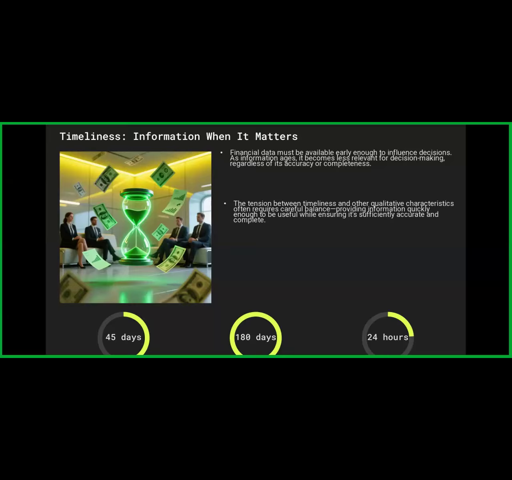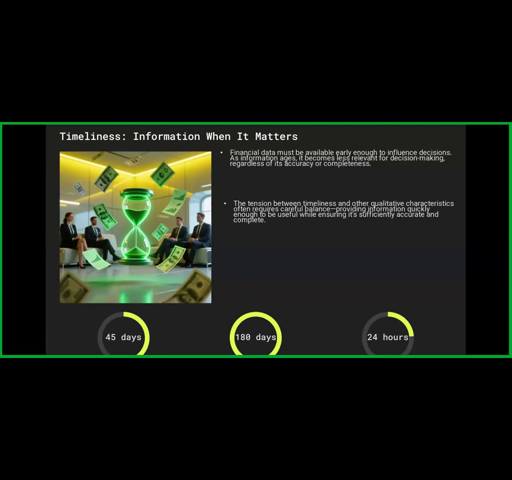So timeliness is one of the major factors: the preparation of the financial statements on time. The completion of financial statements on time gives information to different stakeholders, whoever wants to take different decisions and use these financial statements. The financial data must be available on time, because financial data availability will influence the decisions of the stakeholder.